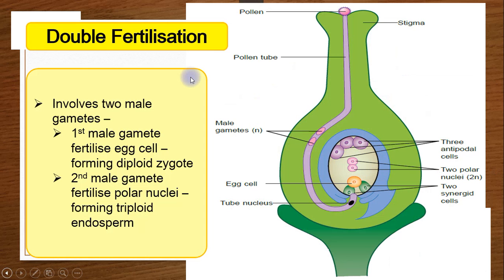So that's all for now. I hope you can understand the process of the formation of the pollen tube, and also the process of double fertilization. So at the end, what happened? Fertilization occurs that produces a diploid zygote and also a triploid endosperm. Later in the next subtopic, we will discuss more about that.